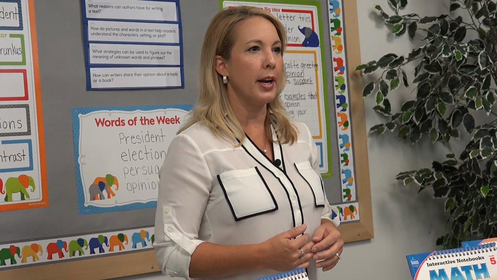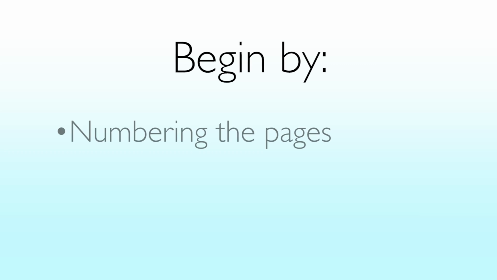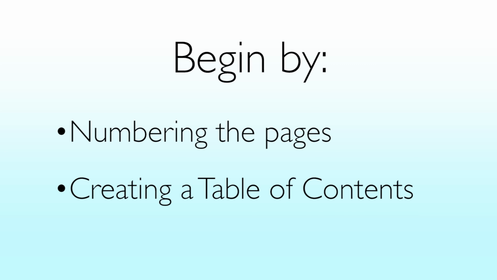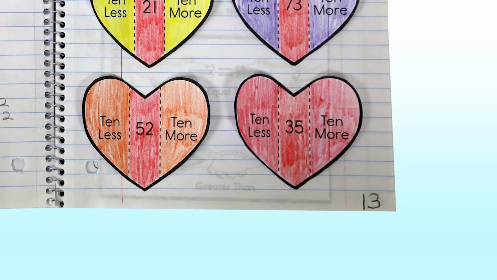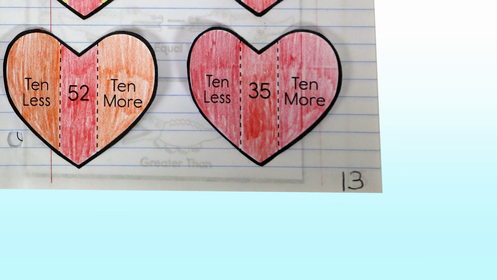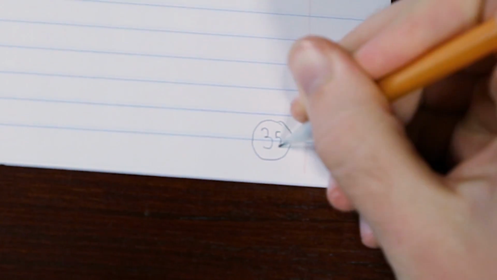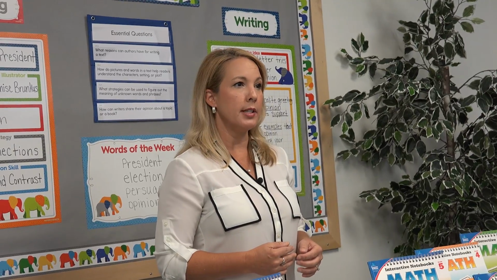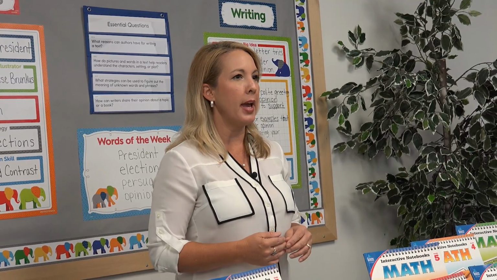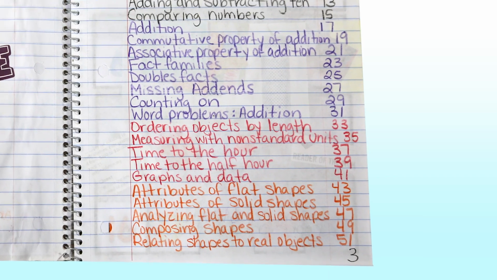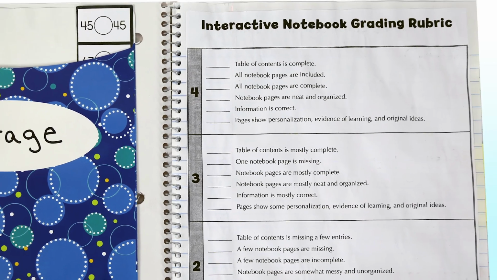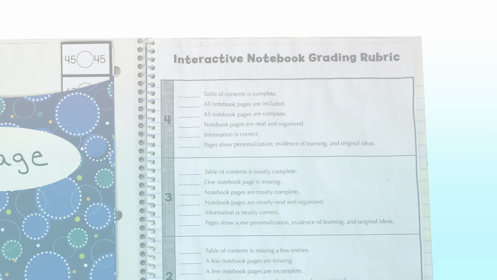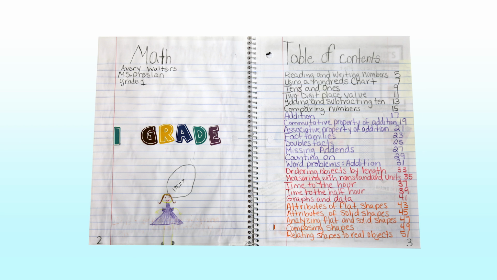Once the notebooks are decorated, begin by having students number their pages and create a table of contents. Have students number the bottom outside corner of each page, front and back. This way, after completing a new page, adding a table of contents entry will be easy. Based on your preference, either the first or the third page of each notebook can be the table of contents. If you plan to include your grading rubric in the student's notebook, it's a good idea to start the table of contents on page 3 of the notebook.